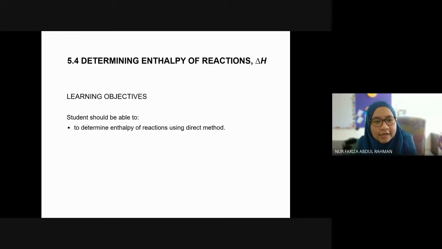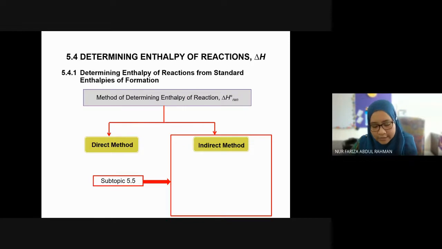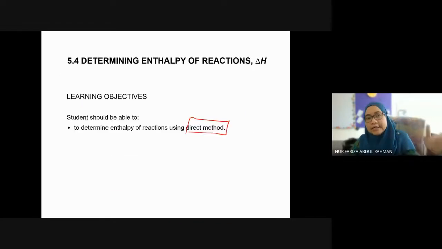Okay. Make sure that you are able to determine the enthalpy of reaction using the direct method. What is the direct method? That will be explained later. Okay, the earlier part, why didn't we already calculate the enthalpy of reaction? Why suddenly this subtopic, determine the enthalpy of reaction, which is delta H? What did we do all this while before this, right?